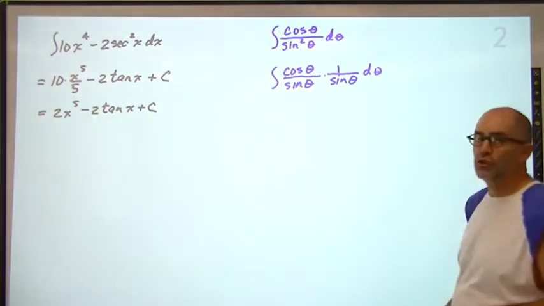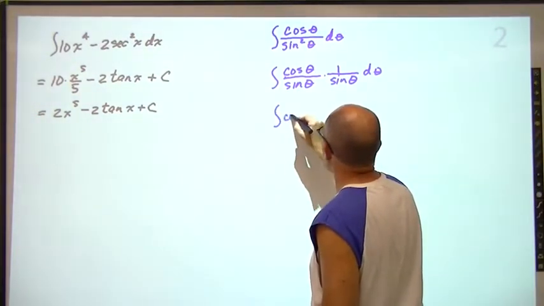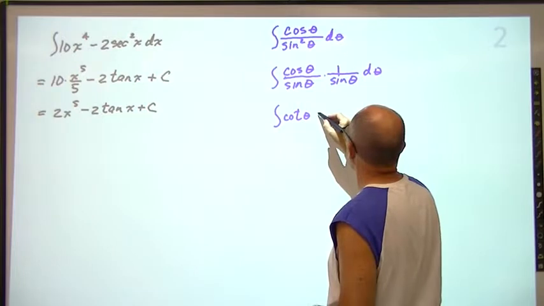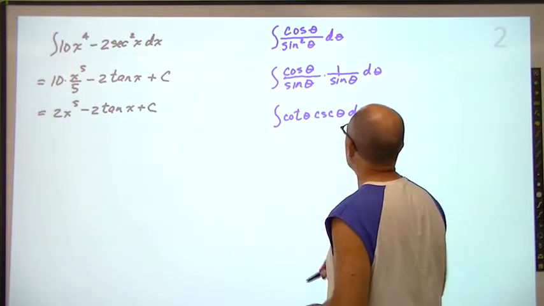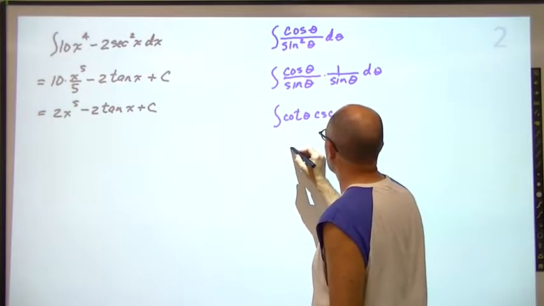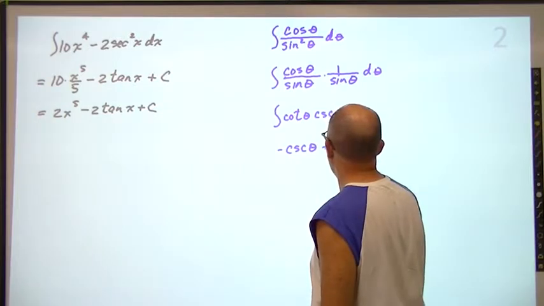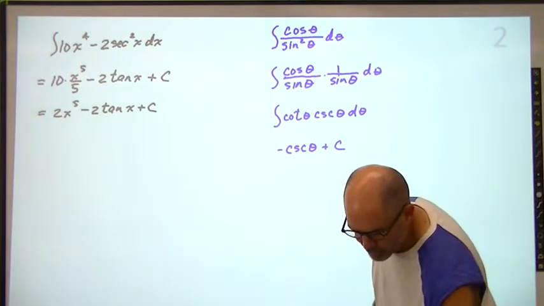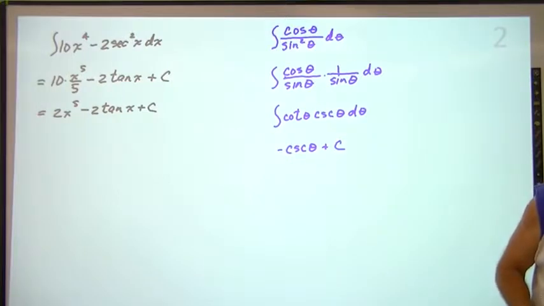Here's a hint on what we should do. Okay, so now we know that cosine over sine is cotangent, and we know that 1 over sine is cosecant. And so what's the integral of cosecant cotangent? Right, it's negative cosecant plus c, senor. Don't forget that. Okay, so cruising onward.